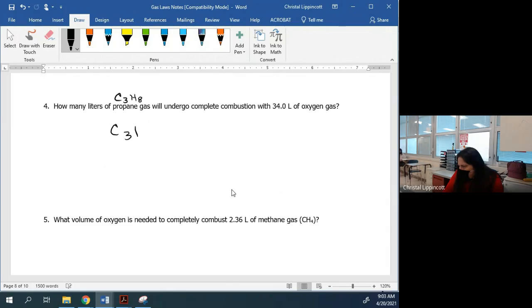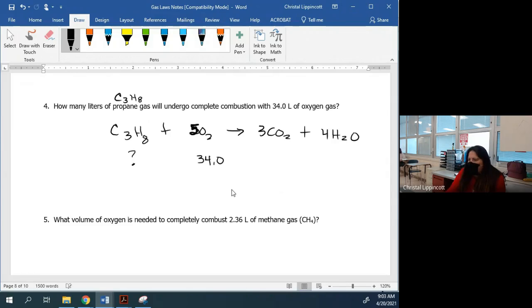It's C3H8 plus 5O2 yields 3CO2 plus 4H2O. Okay, how many liters of propane? So we're figuring this out, and this is 34 here. And this is a 5. Didn't come through real well on here. It's kind of a problem when you write in one spot and your writing shows up in a different spot. It's a little hard to do.